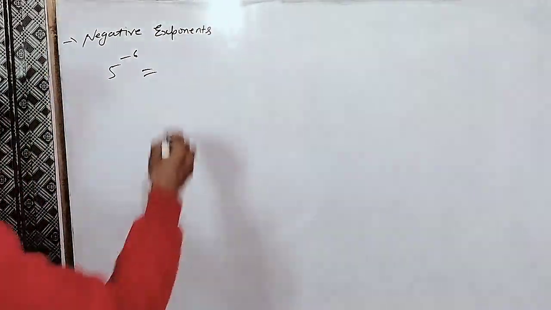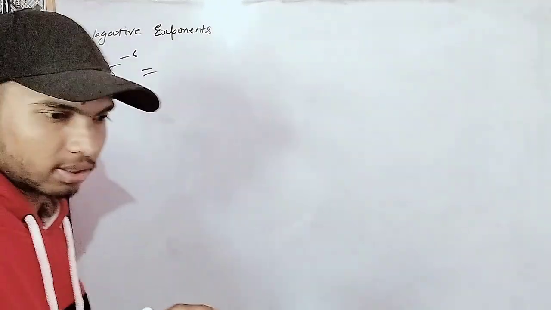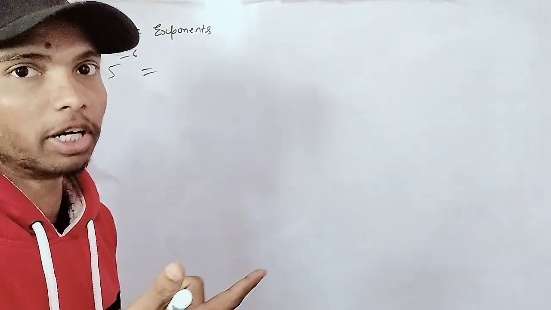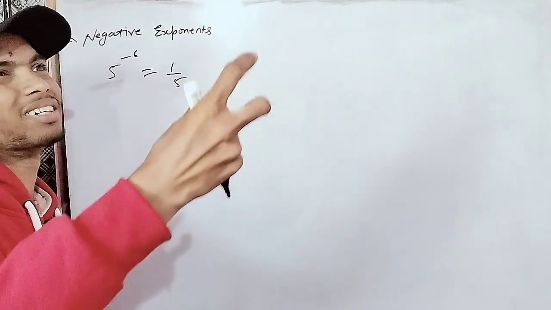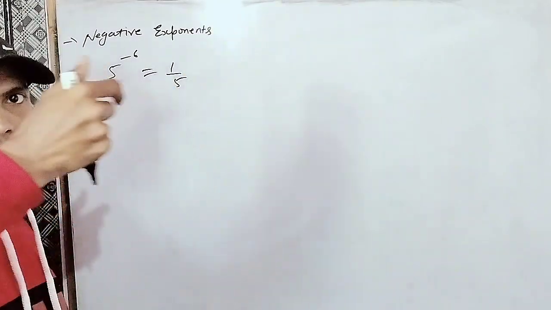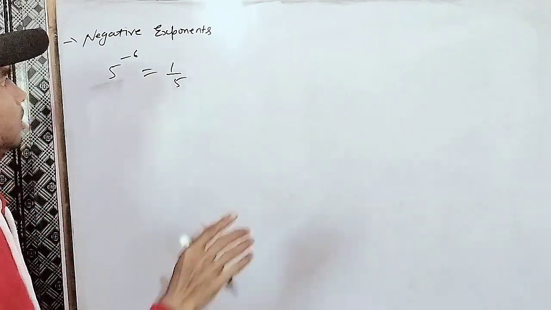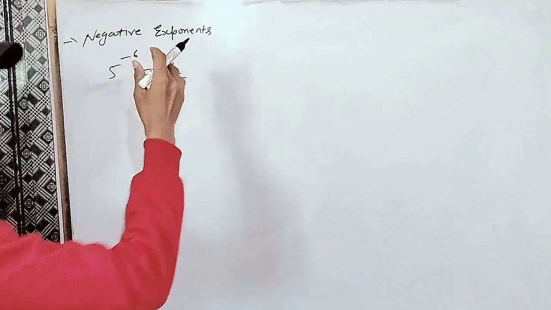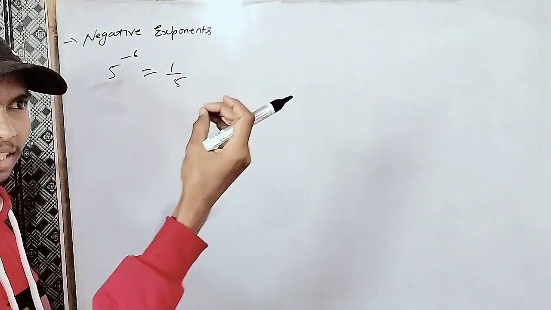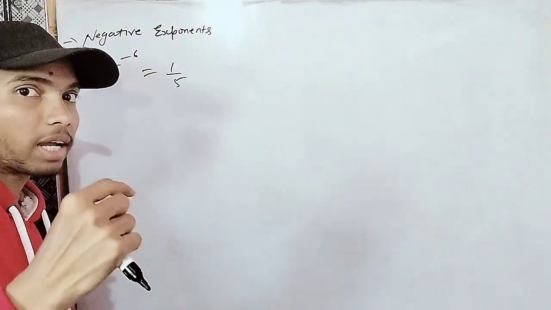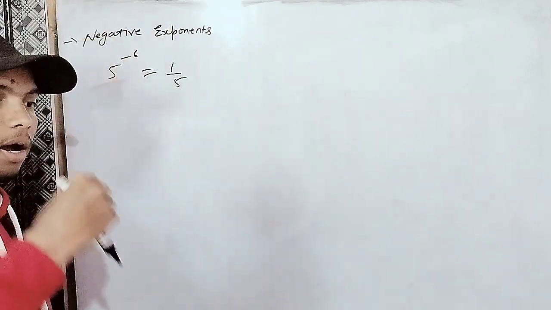First of all, it can be written like that. 5 is in the numerator. When we replace it, when we write the numerator in the denominator, then we write like that. Are you clear?